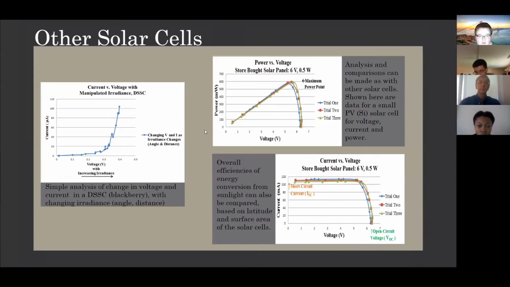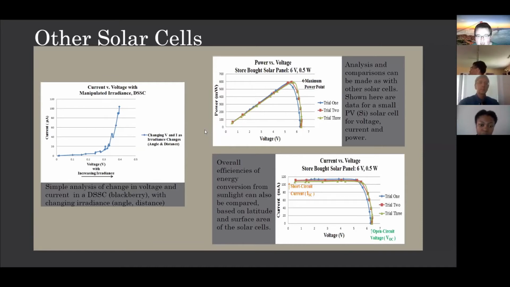Here we have some other charts showing some results from different cell types. We have on the left a dye-sensitized solar cell using blackberry specifically, and the changing of the angle that it was viewed in the sun, showing that you need the maximum amount of area exposed to the light in order to get the most amount of power out of it, and in this case it would be directly perpendicular to the source.